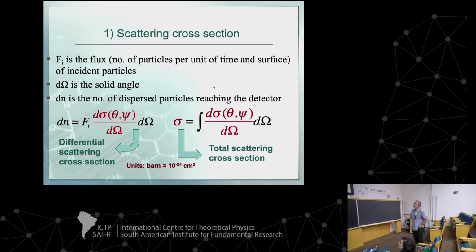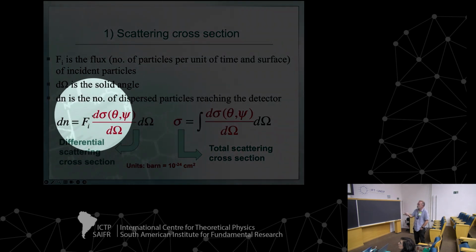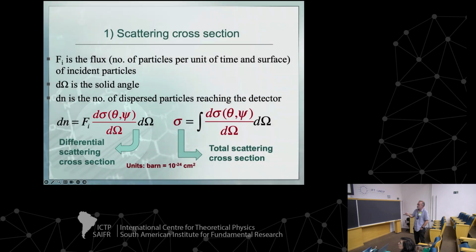Simplifying things, we will define a quantity that is the flux, the number of particles per unit of time and surface, and solid angle. And these are important quantities. You know, the flux and the number of particles is precisely this quantity. That's called the differential scattering cross-section. And this is the quantity that will come out of our experiment. So the quantity that will be given to us by the researcher responsible for the instrument will be that quantity.